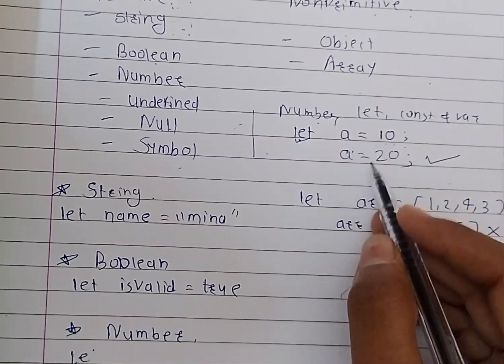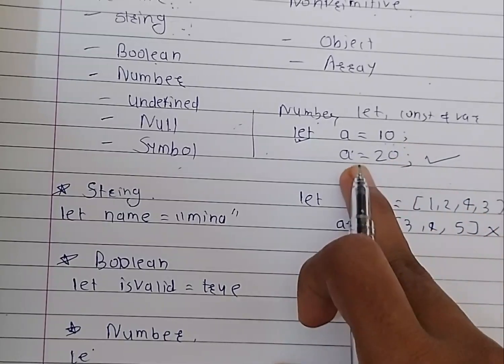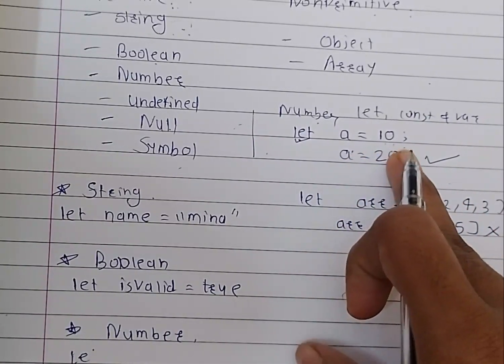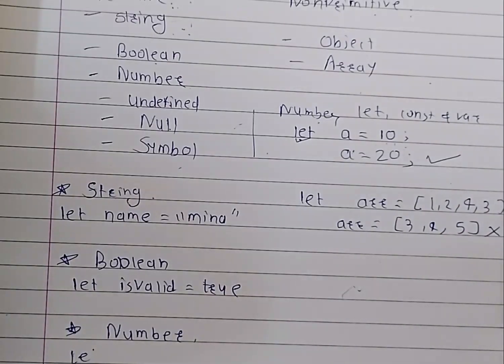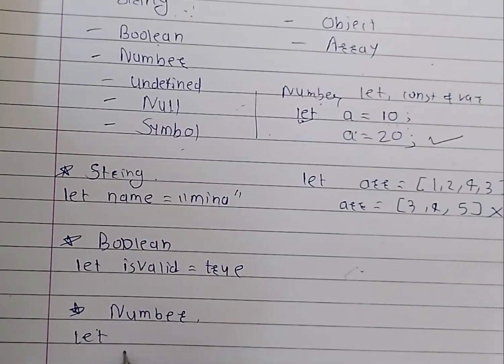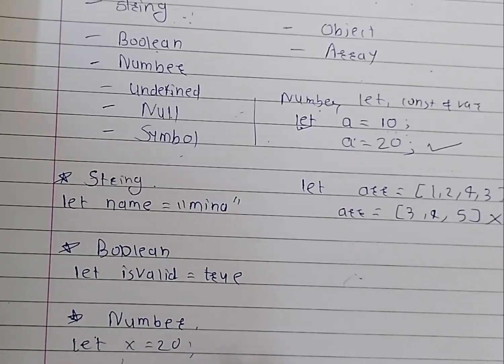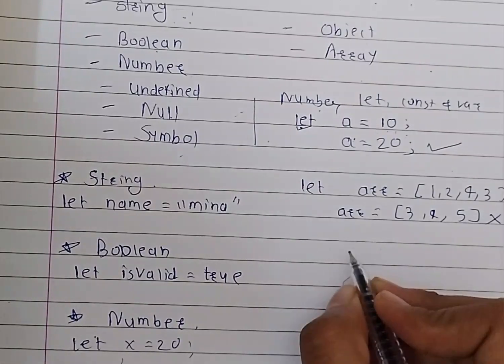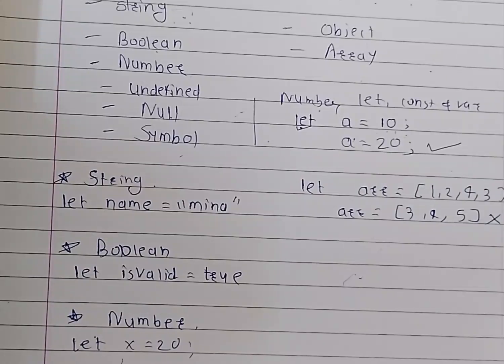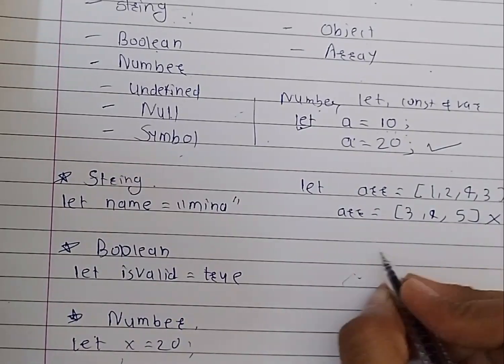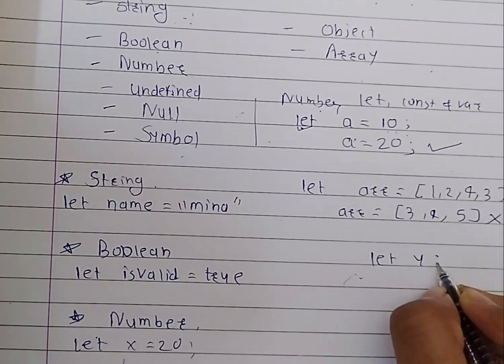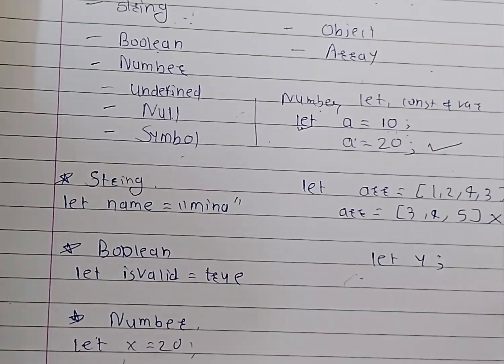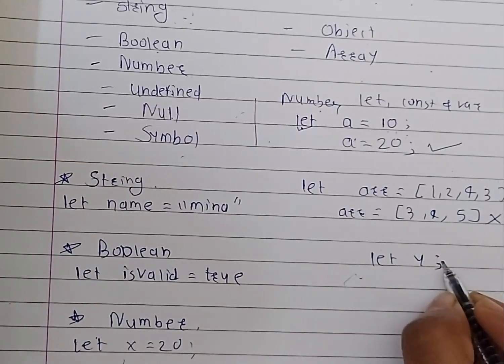So while compiling this code, JavaScript will give its data type as number according to the value it was initialized with. And we can see here also x is equal to 20, like this only. Then undefined and null. JavaScript is a dynamically typed language. So if we just declare a variable like let y and we don't initialize any value to it, JavaScript will automatically assign its value as undefined.